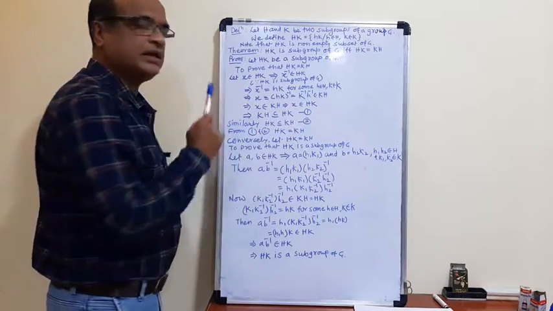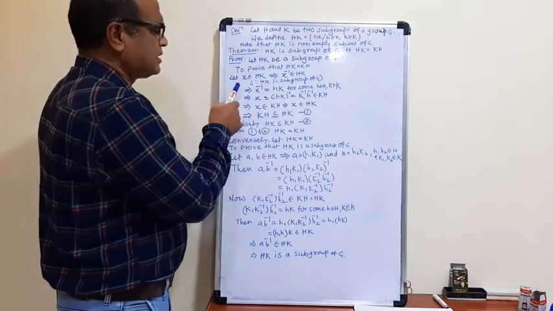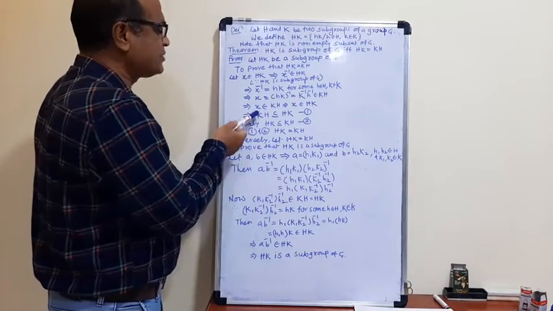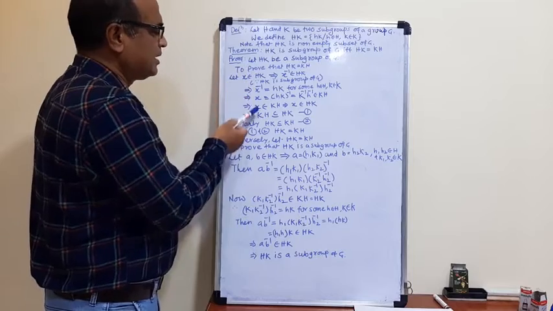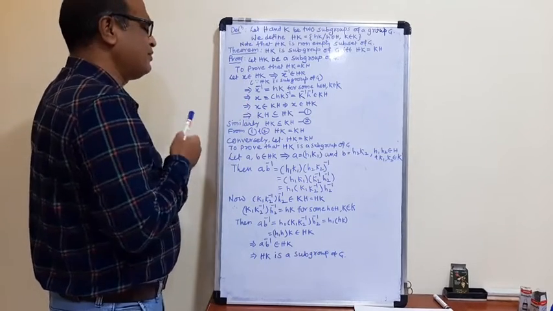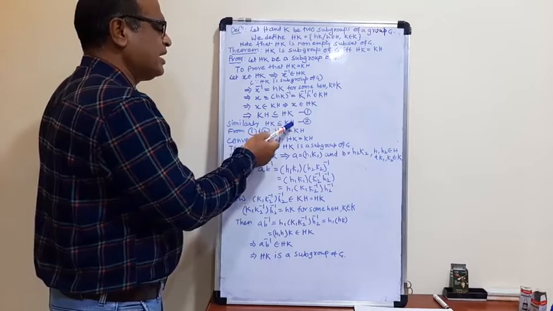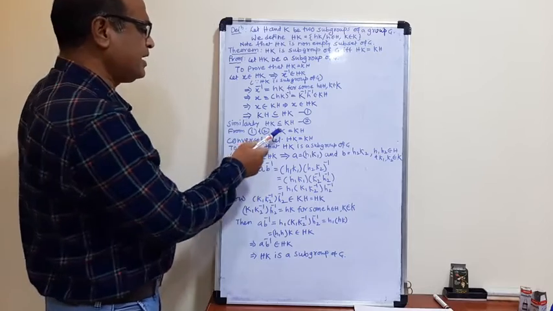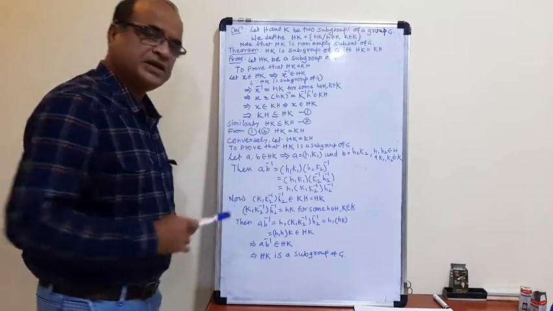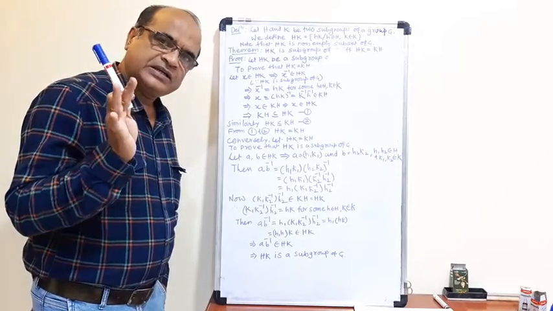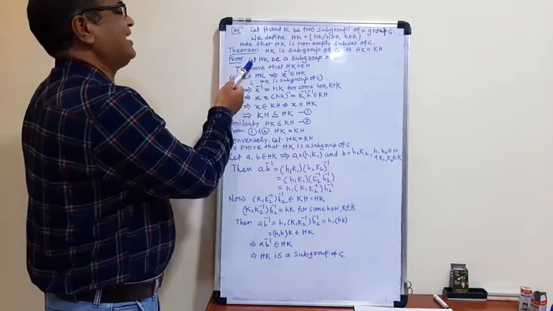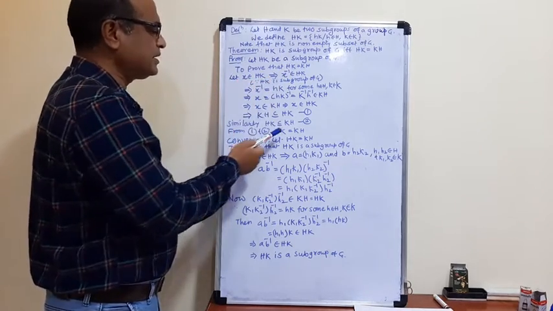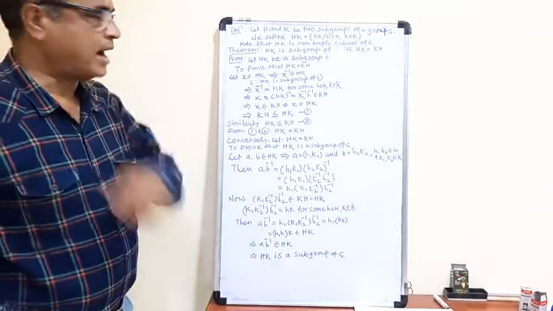So this is equation 1. Similarly, we can prove that KH is a subset of HK, which is equation 2. From 1 and 2, HK is equal to KH. So the part is proved here: let HK be a subgroup of G, then HK is equal to KH.